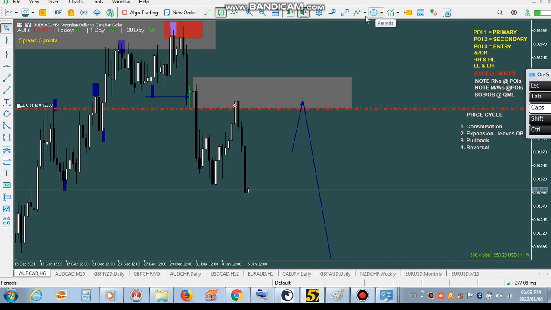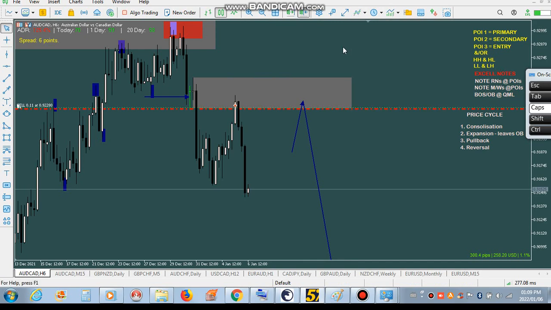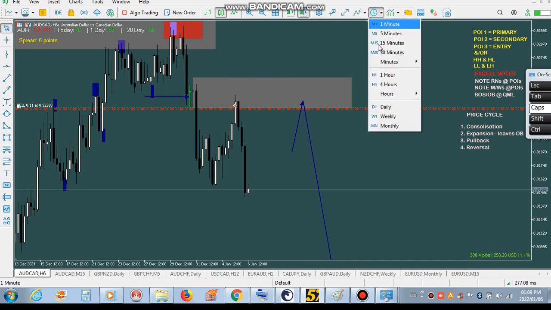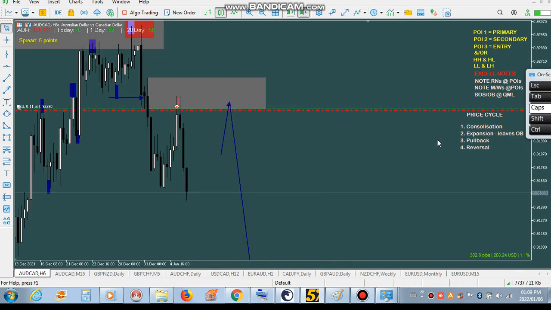Let's see what price is looking like on the H8. Right, on the H8, this is the price that we have, but I think it looks nicer and smarter on the H6.